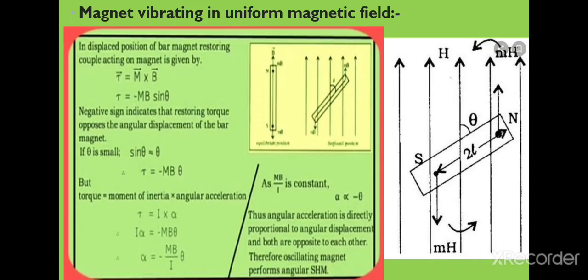That means angular acceleration is directly proportional to angular displacement and directed opposite to the angular displacement. Hence, the magnet performs angular SHM.